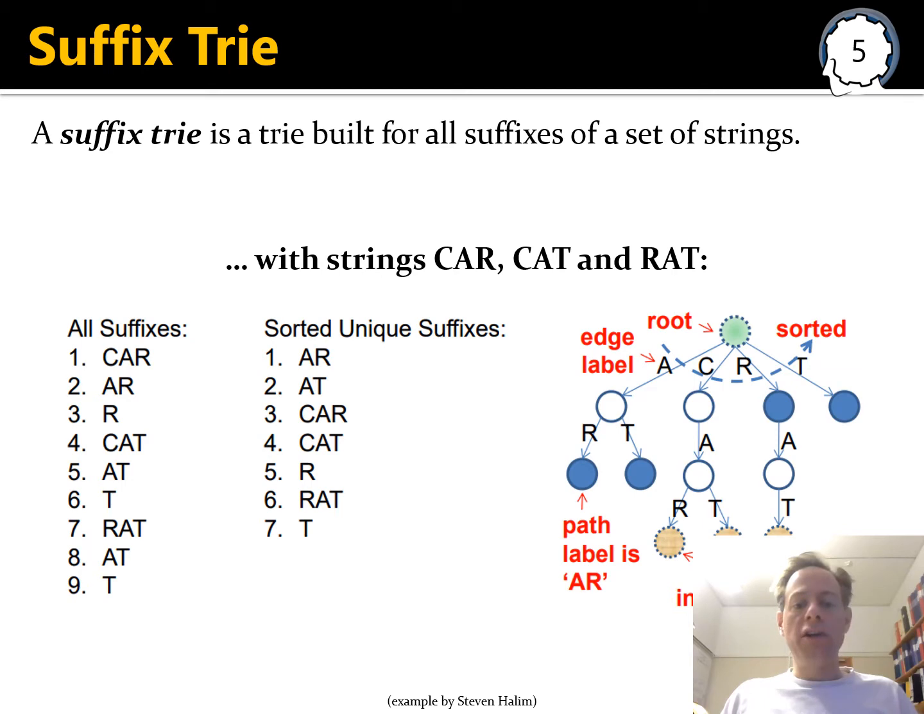So basically, starting with the first letter, all the words starting with A share the first edge. So all the words starting with A follow this link, and then we have two options. Either we continue with an R, or continue with a T. When we come to car and cat, we see that they share the first two letters and then they differ. So we can simply build this trie.